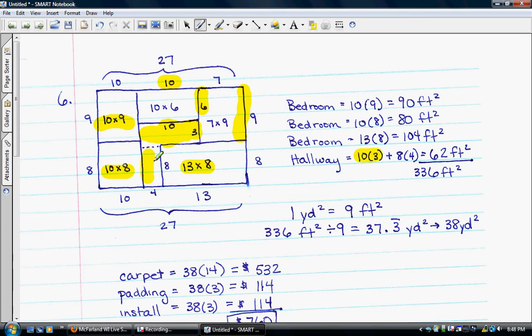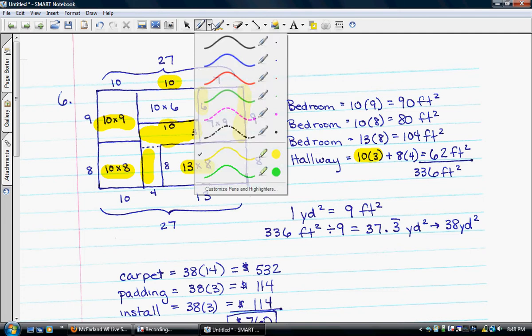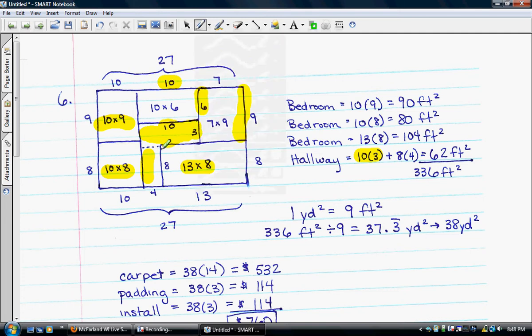I used similar reasoning to figure out the area of the bottom part of the hallway. On the bottom part of the hallway, I knew that this was 8 because the two rooms right next to it are 13 by 8 and 10 by 8. And to figure out the 4, I looked at how long the entire top was.